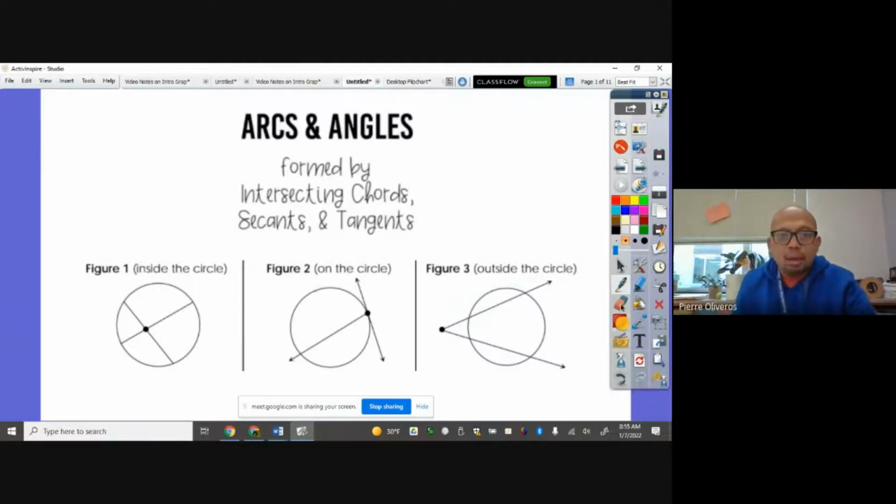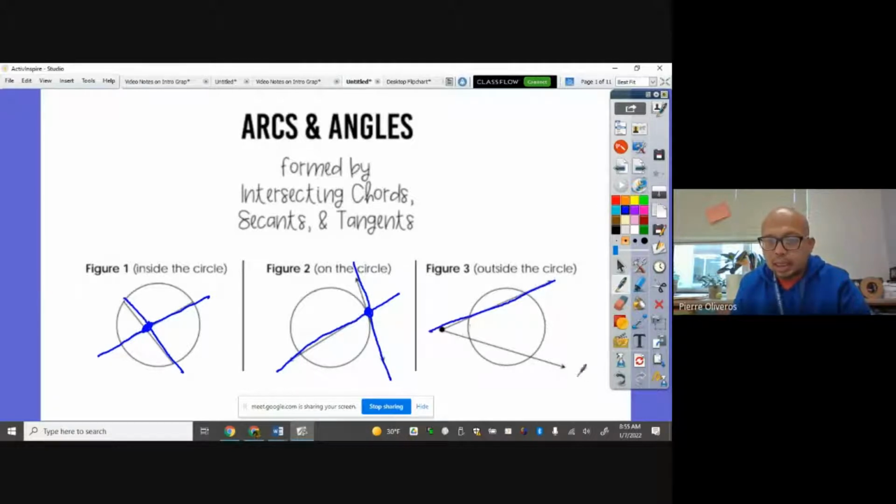So let's go ahead now and look at this figure here. I have here two chords or two lines that could possibly cross the circle, and their intersection is inside the circle. While on figure number 2, I have a secant here and a tangent here, and they cross on the circle. And there's also a possibility that two secant lines intersect and cross outside the circle. It's really important that we understand the situation of the figure so we can apply the formula correctly.